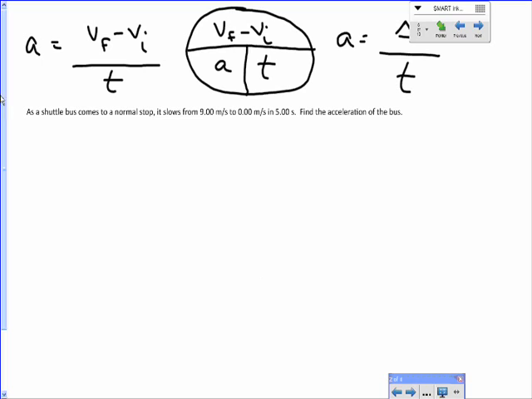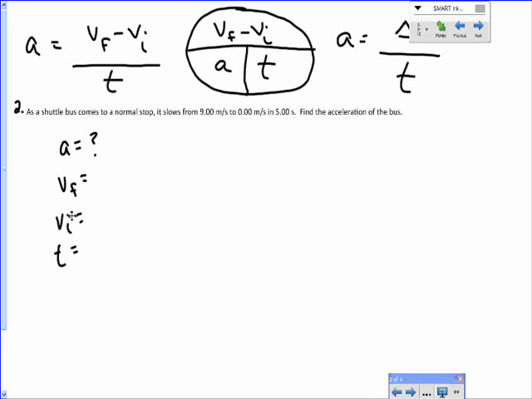All right, let's go ahead and look at number 2. As a shuttle bus comes to a normal stop, it slows from 9 meters per second to 0 meters per second in 5 seconds. Find the acceleration of the bus. You have A equals, VF equals, VI equals, and T equals, and we're going to see what we know. Now, immediately at the very end, it says find the acceleration, so that means we don't know what that is.